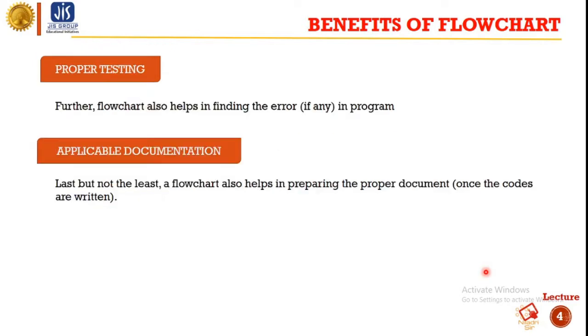The next one is proper testing. Further, a flowchart also helps in finding the errors, if there are any, in the program. The next one is applicable documentation. Last but not the least, a flowchart also helps in preparation of the proper documents once the codes are written. So this is required to help prepare the proper documentation.